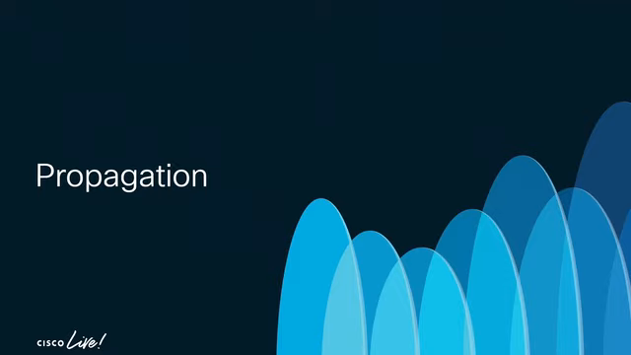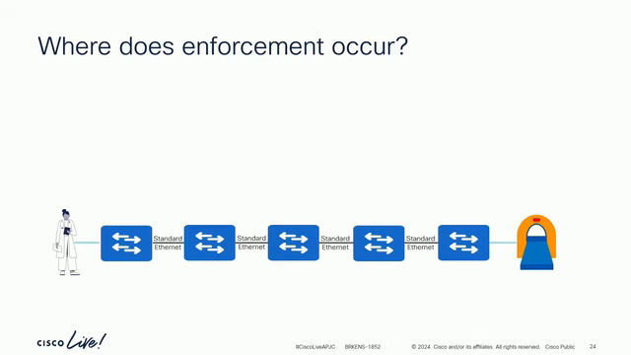Okay, so that was classification, putting things into groups. Let's move on to propagation, and let's cover what that actually means. Where does enforcement occur here? This is standard Ethernet from left to right. Let's talk about a flow from left to right, from the doctor to the scanner. Let's say all these five switches are all configured for TrustSec and group-based policies. They're totally configured, all configured to enforce, okay?